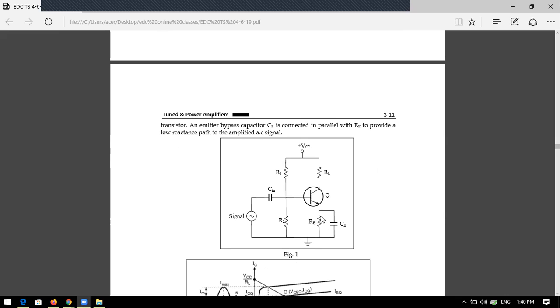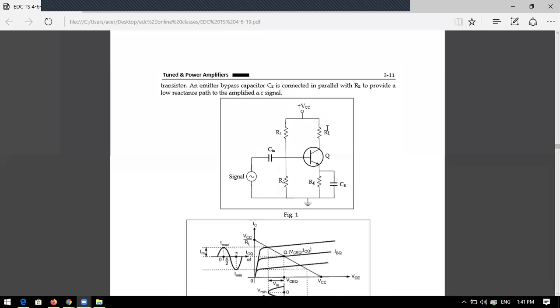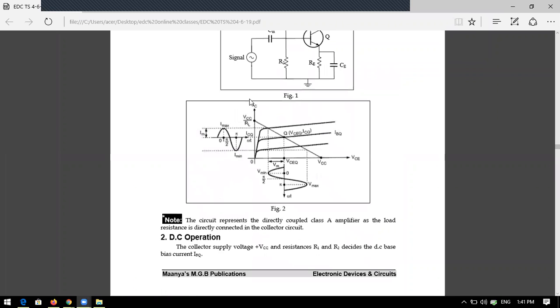Now, what type of signal can you bypass through this CE? The AC signal. So the AC signal will bypass here, and the output power will be collected at the load resistor RL. See this diagram; it is also very important.